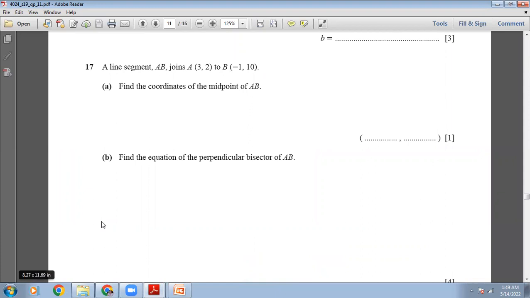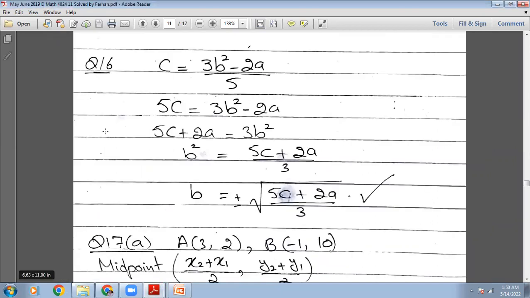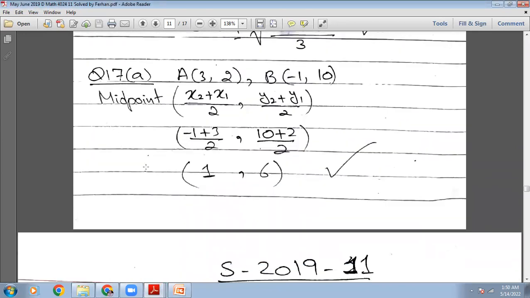It says a line segment AB joins A, which is (3, 2), and B, which is (minus 1, 10). Find the coordinates of the midpoint of AB. The formula for the midpoint is (x1 plus x2) divided by 2 comma (y1 plus y2) divided by 2. So it will be (minus 1 plus 3) divided by 2 comma (10 plus 2) divided by 2. So it will be 2 by 2, which will be 1, and 12 by 2, that will be 6. So the coordinates of the midpoint are (1, 6). So that is part (a).